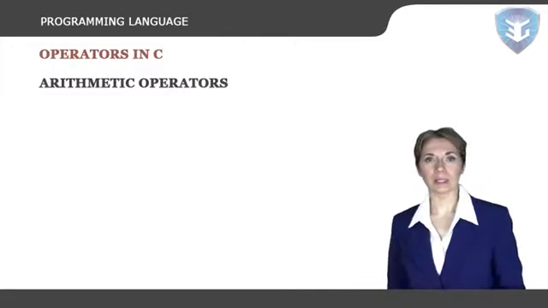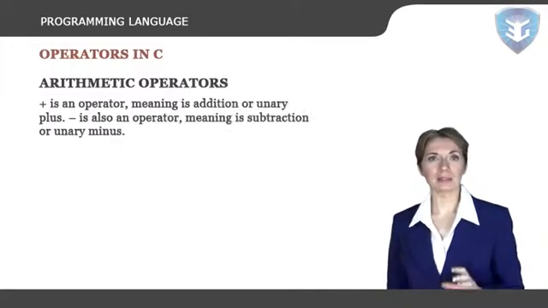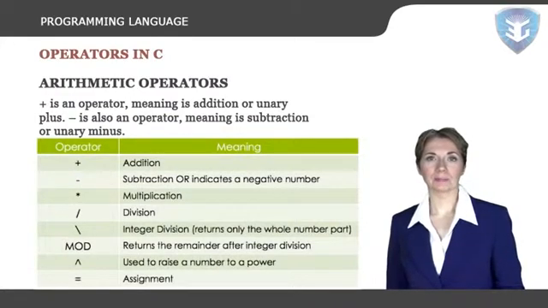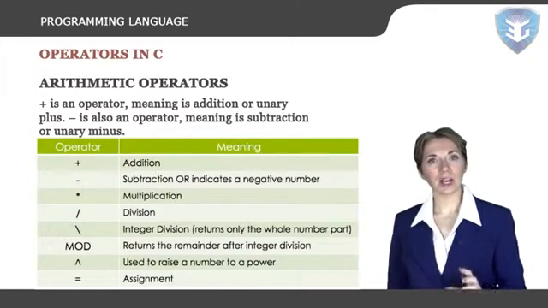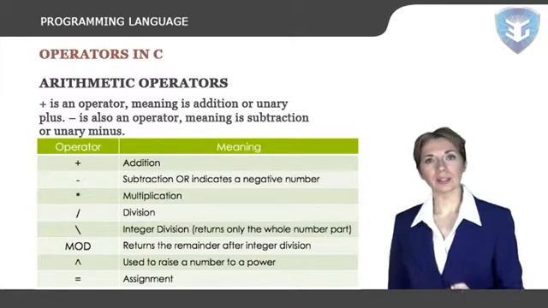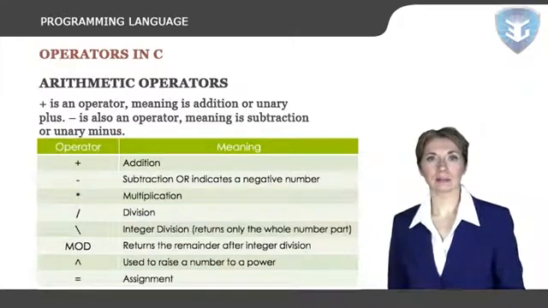Number 1, arithmetic operators. Plus is an operator meaning addition or unary plus. Minus is also an operator, meaning subtraction or unary minus. To make it clear, look at the example shown on the screen.